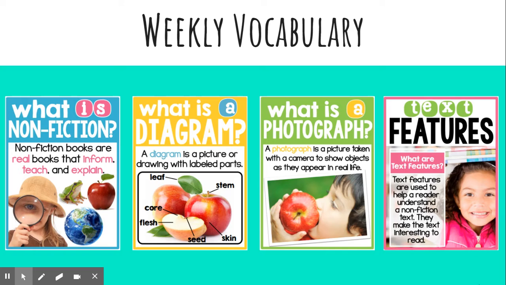Our next word is diagram. A diagram is a picture or drawing with labeled parts. Look at this diagram. Do you see the lines that are pointing to a picture and a word? Those are the labeled parts. Next, we have photograph. Do you know what a photograph is? A photograph is a picture taken with a camera to show objects as they look in real life.